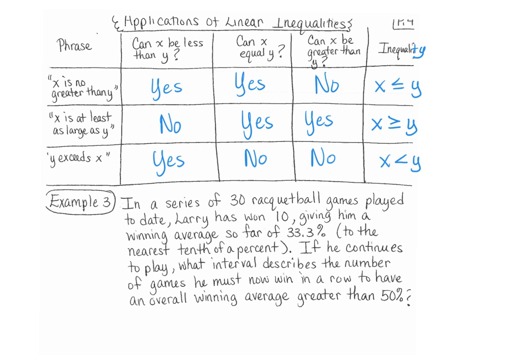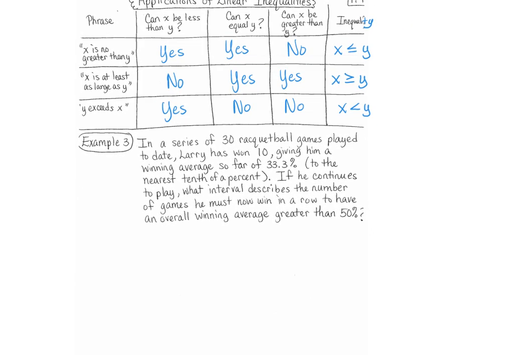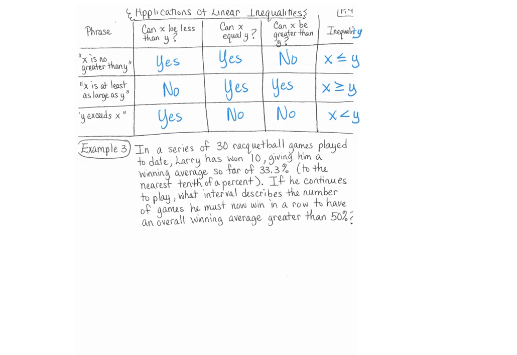Okay, so now let's apply what we've learned. In a series of 30 racquetball games played to date, Larry has won 10, giving him a winning average so far of 33.3%, to the nearest tenth of a percent. If he continues to play, what interval describes the number of games he must now win in a row to have an overall winning average greater than 50%? That's the question.